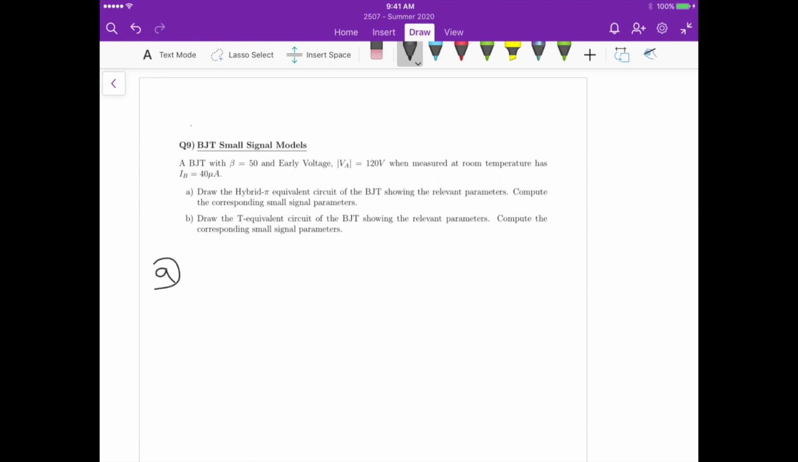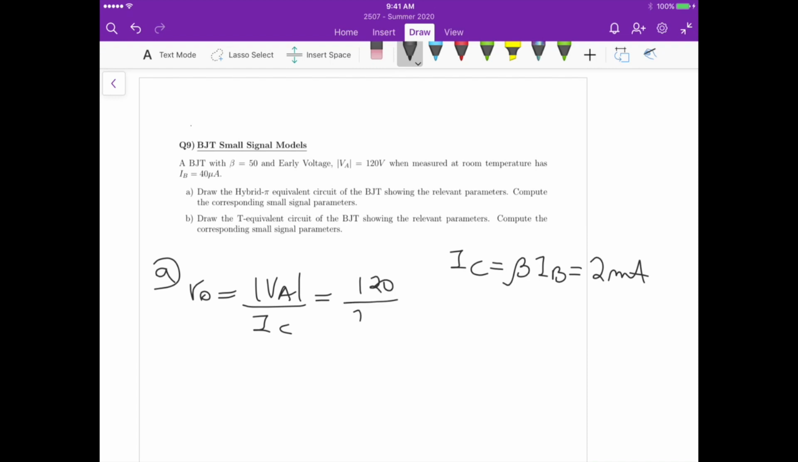But for part A, for the hybrid pi model, we need to determine the output resistance, which is the early voltage divided by the collector current. Okay. Now for the collector current, we know that this is beta times IB, and in our case, it's 2 milliamperes. So this gives us 120 divided by 2 milliamperes. That's equals to 60K ohms for the output resistance.